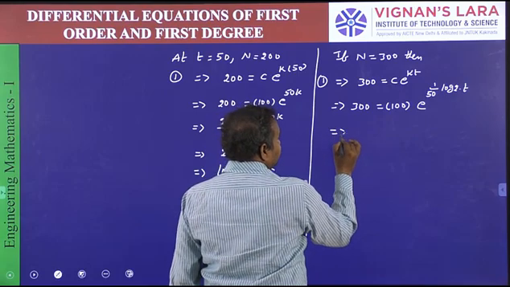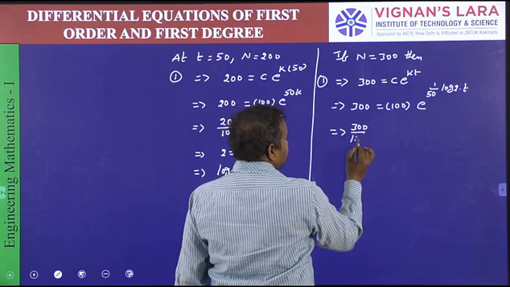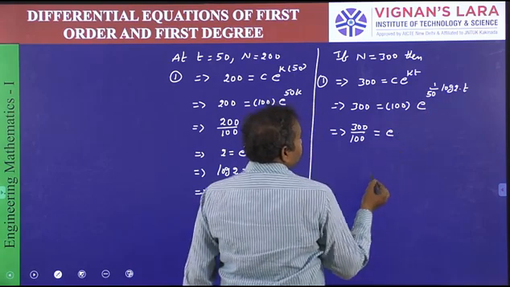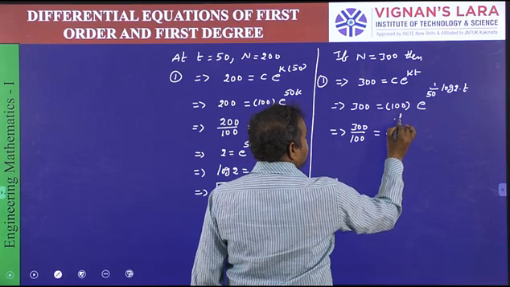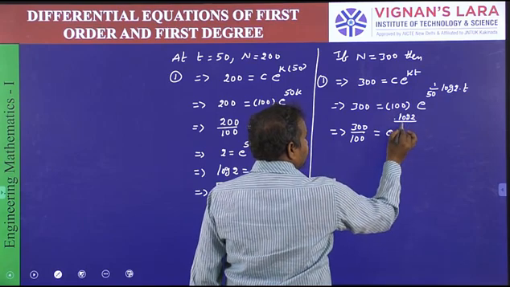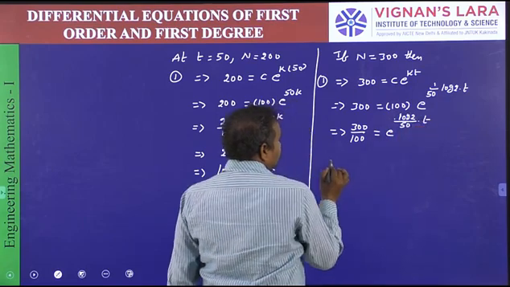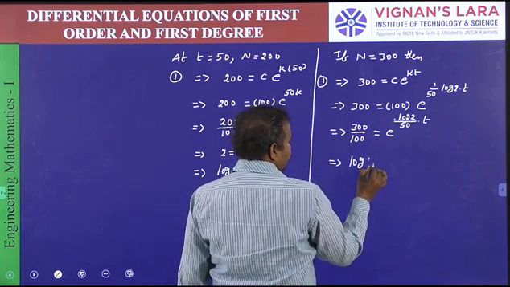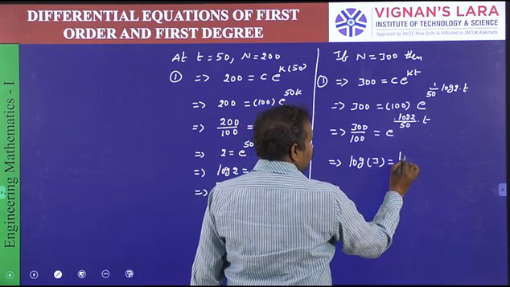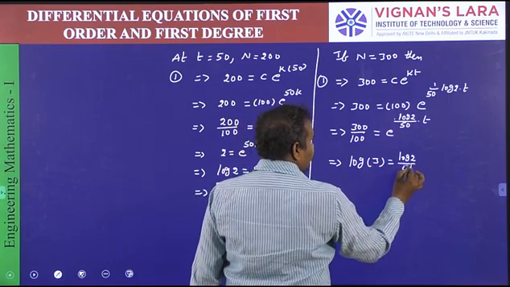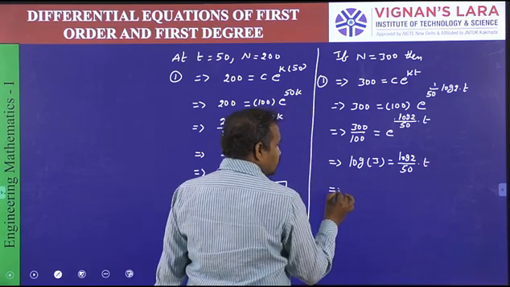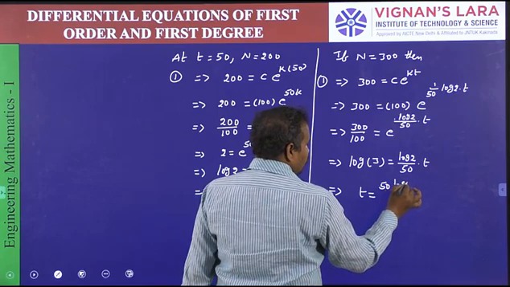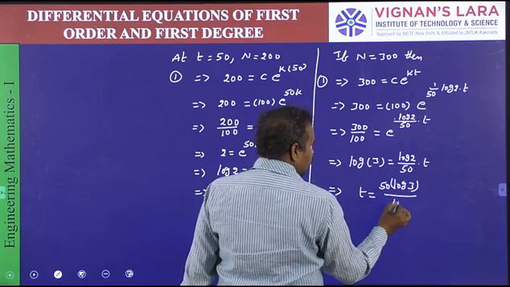100 comes to the left hand side: 300 by 100 is equal to e power (log 2 by 50) into t. That implies 300 by 100 is 3. Exponential comes to the left hand side, take log of it. Log 3 is equal to log 2 by 50 into t. From this I want the value of t. What is the value of t? 50 into log 3 by log 2.